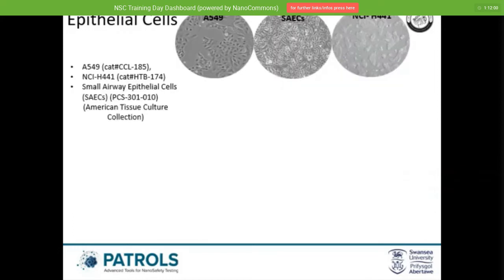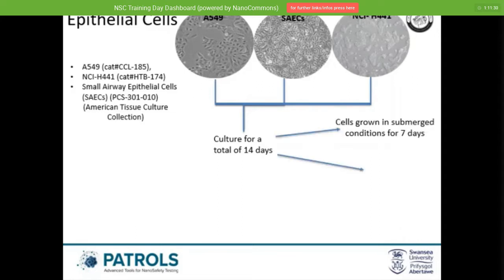At Swansea University, we had three different cell types that we wanted to focus on to make our alveolar cell model. These were A549 cells, small airway epithelial cells, which were primary cells and not a cell line, and NCI H441 cells. These are all type 2 epithelial cells. So the first thing we wanted to do was to culture and characterize these cells. So we cultured these for a total of 14 days. These were grown both in submerged cultures and air liquid interface cultures. So initially we grew them in submerged cultures for 7 days, before then switching them to an air liquid interface for 7 days, which is where we took the apical media off of our transwell inserts and just left the basal media.